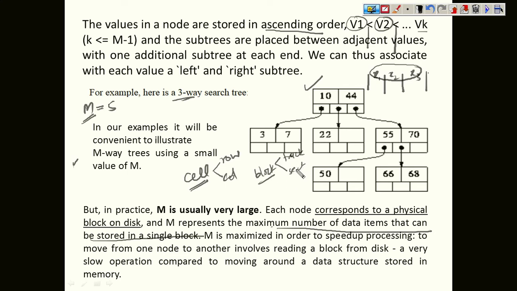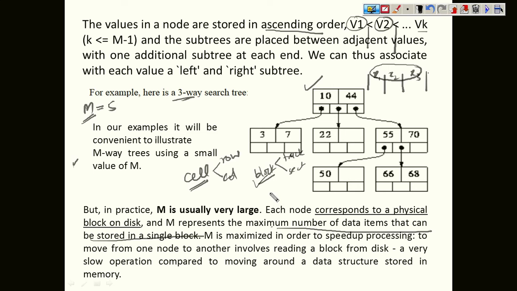You might know that your hard disk is composed of tracks and sectors. This track and sector basically defines the block, which is very fundamental. So the block is a very fundamental unit of storing your data. So whenever you want to access your data, you need to access the blocks. So M represents the maximum number of data items that can be stored in a single block. That also means we are trying to maximize M so we can speed up the processing, because whenever you want to access data in your computer, data has to be retrieved from the hard disk.